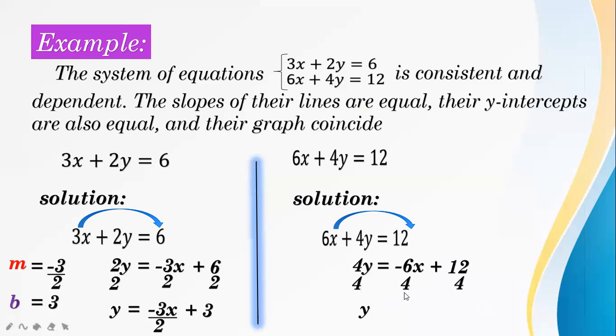Then ika-cancel natin to or i-divide natin. So we have y then equals negative 6x over 4. Then simplify this one. Then we have negative 3x over 2. Then plus 12 divided by 4, we have 3. So therefore, your m will be negative 3 over 2, and your b is positive 3. Now, look at this given example. The slopes are equal, and the y-intercepts are also equal.